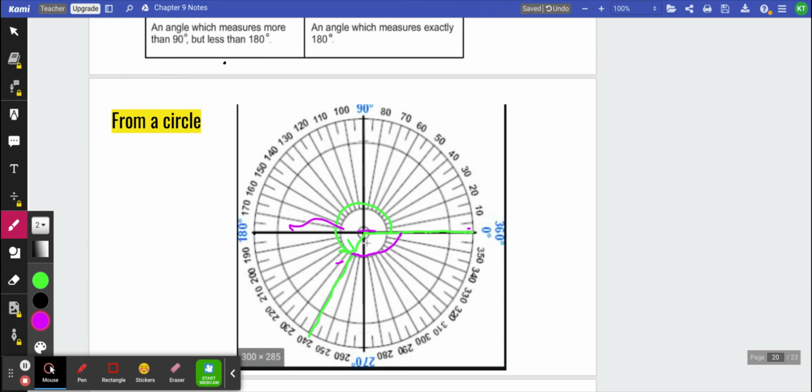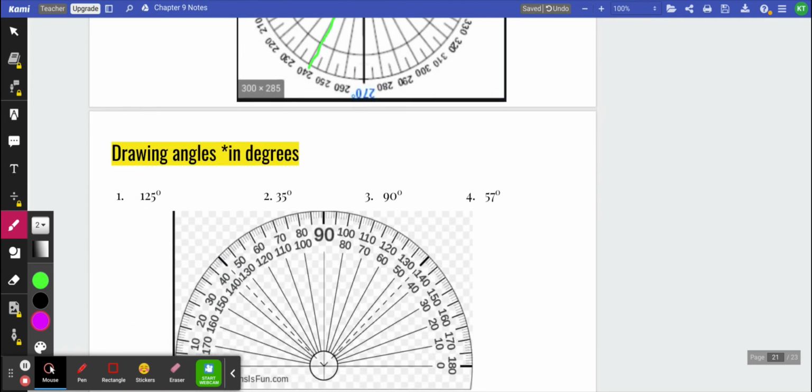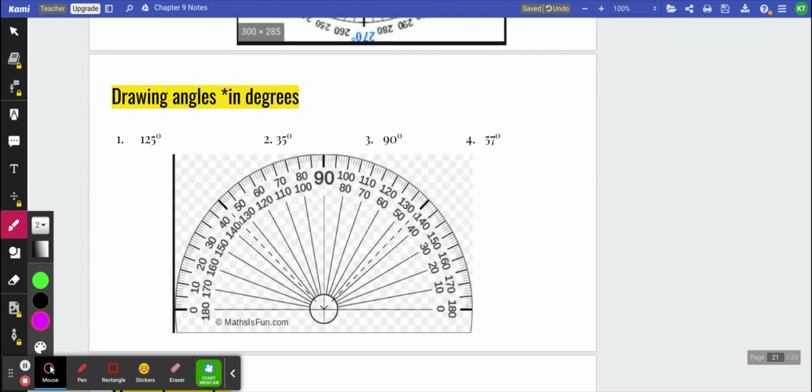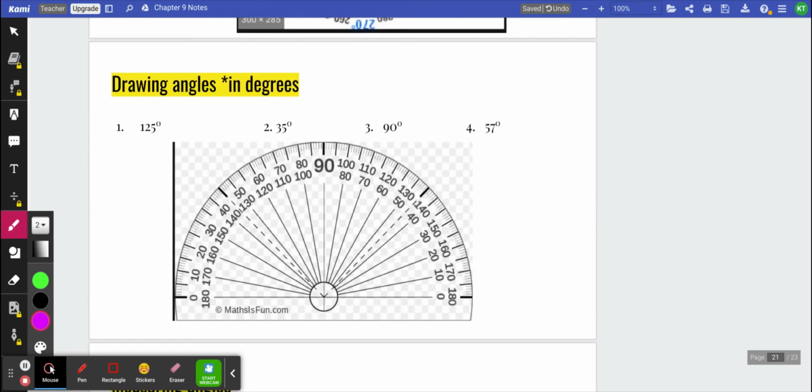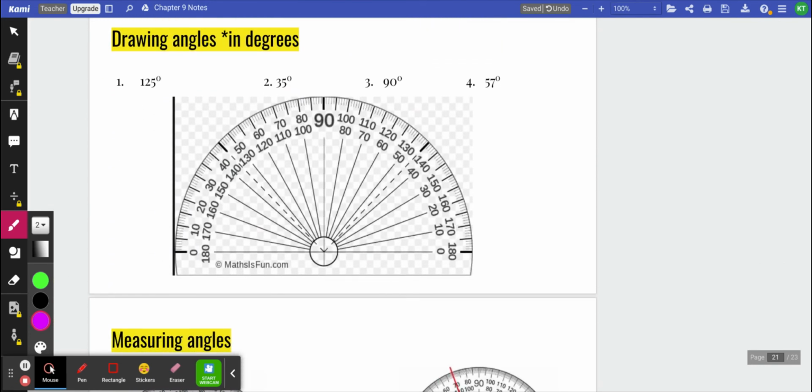So if we scroll down here, this is what we use as the protractor. If I were to take out this bottom part, we're just using the top part of the protractor, which are these angles here. If I wanted to measure down here, I could just flip it down and go this way to measure. So when we measure, we're going to be using a protractor.